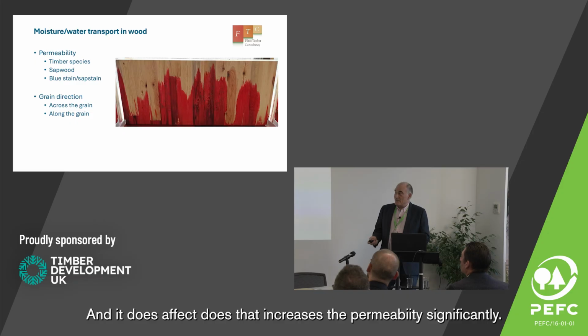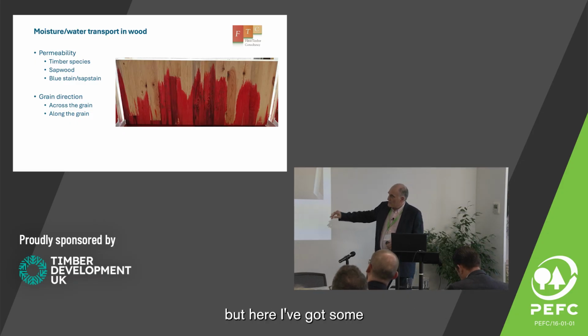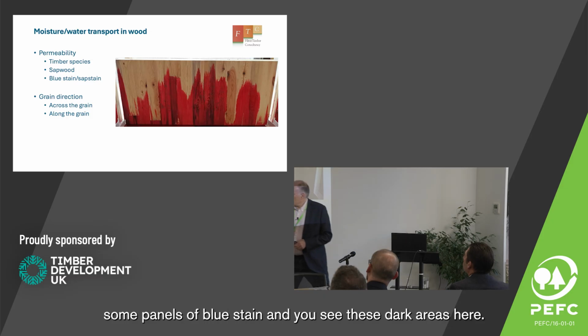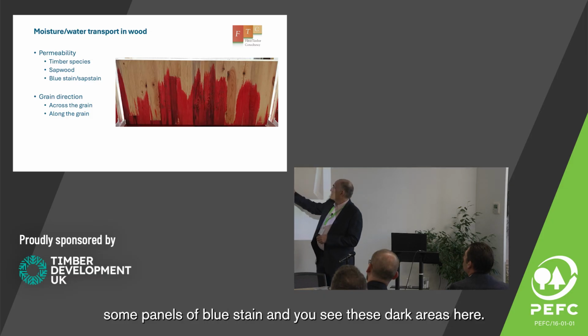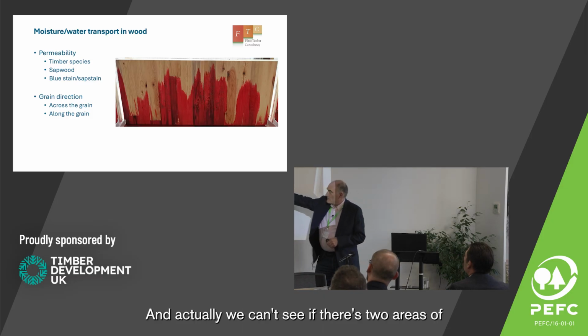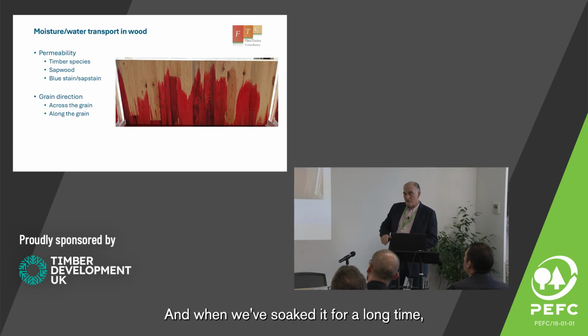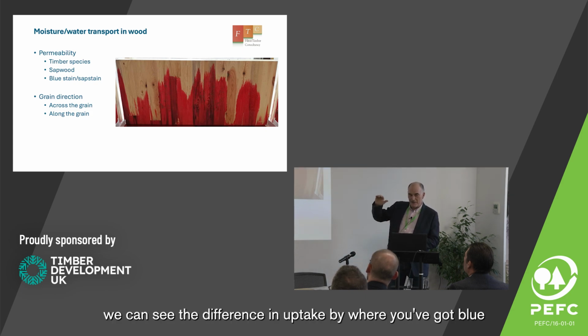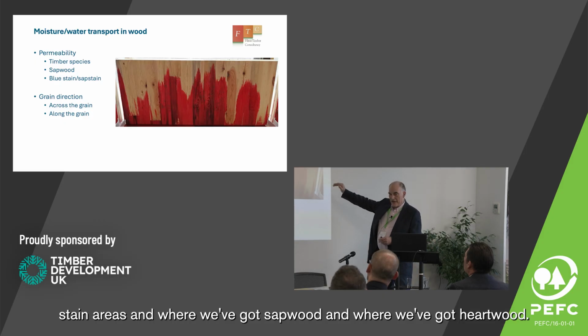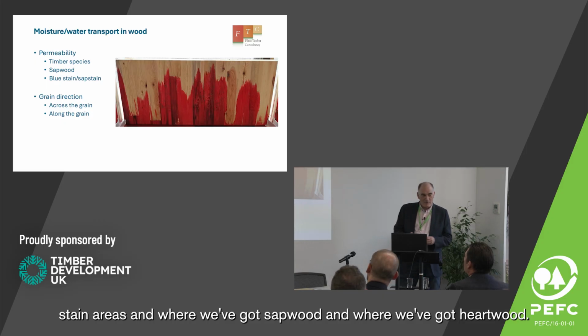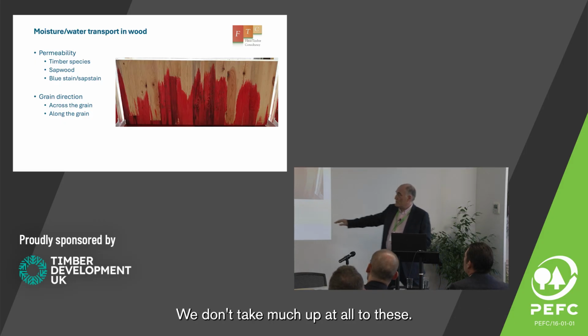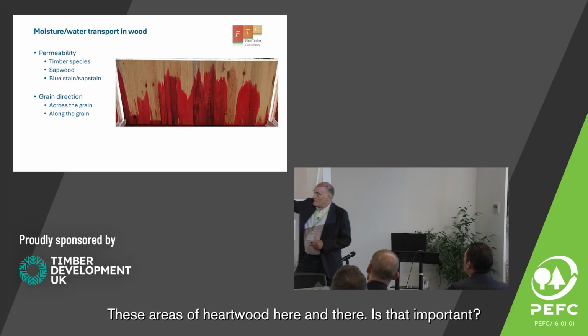And blue stain does affect it, so that increases the permeability significantly. We can't see that well, but here I've got some panels of blue stain, and you'll see these dark areas here. Actually, it's two areas of heartwood. When we've soaked it for a long time, we can see the difference in uptake between where we've got blue stain areas and where we've got sapwood. And where we've got heartwood, we don't take much up at all. So these areas are heartwood here and there.